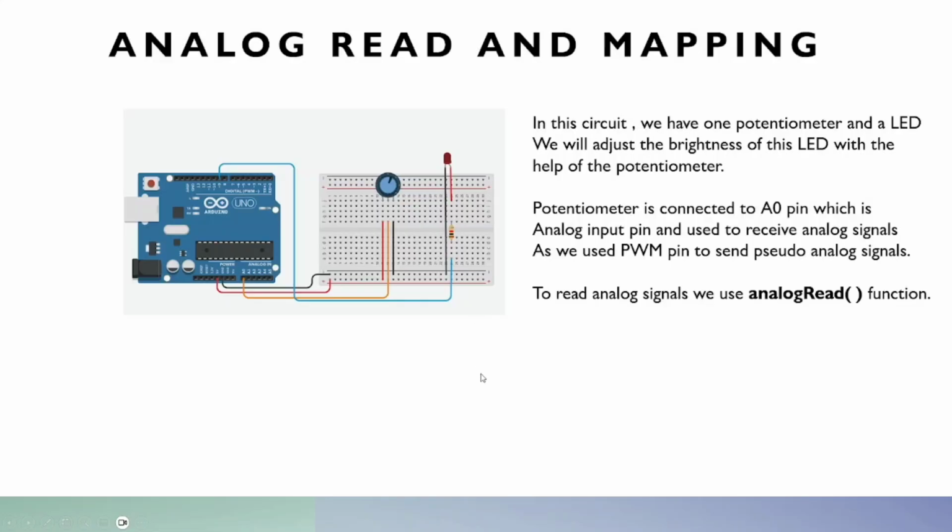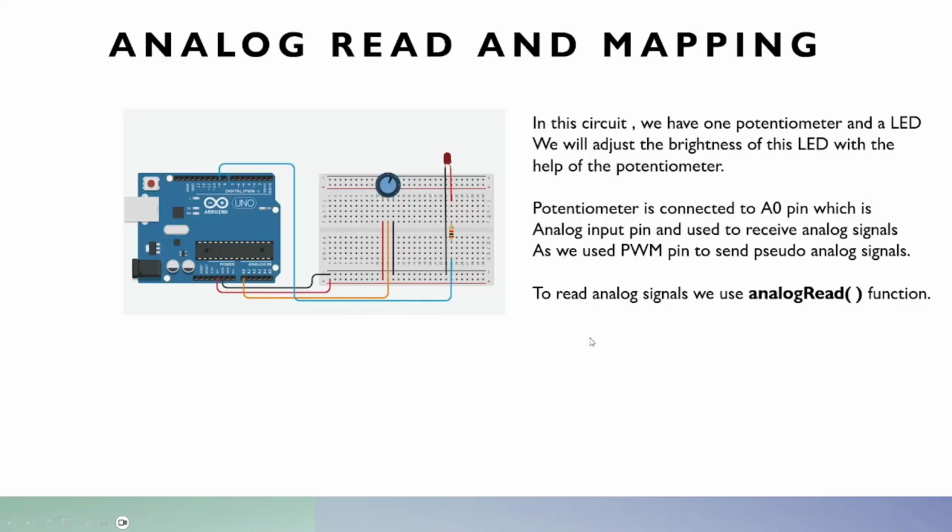A potentiometer is basically like the regulators in your house which control the speed of your fan. So it's a mini version, basically. The potentiometer is connected with the A0 pin, which is analog 0 pin.